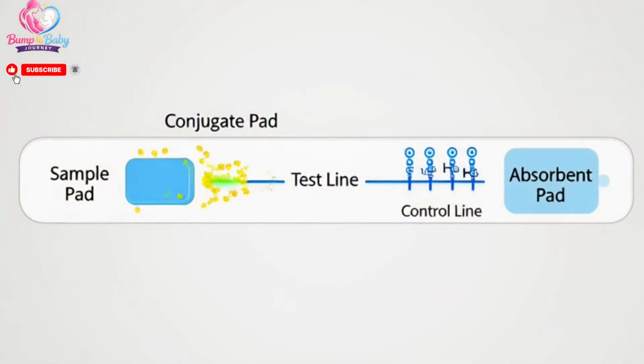In a urine pregnancy test, the hormone hCG is detected. It binds to antibodies on the test strip, producing a visible line. This diagram shows how hCG particles bind at the test line, confirming a positive result.